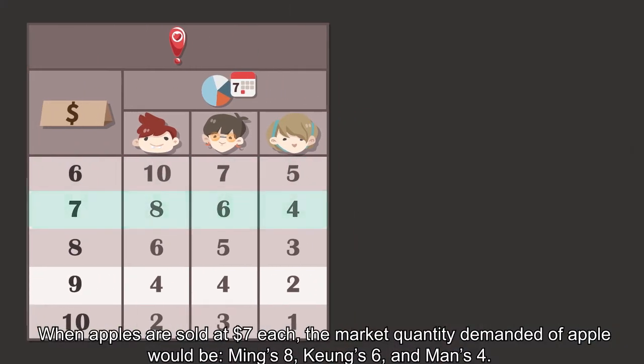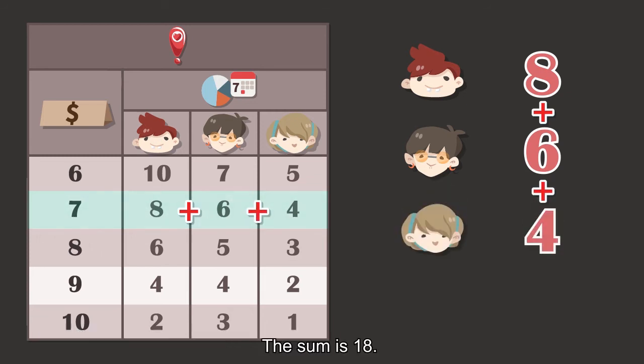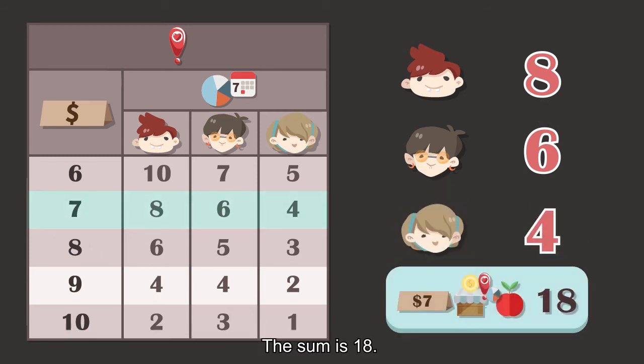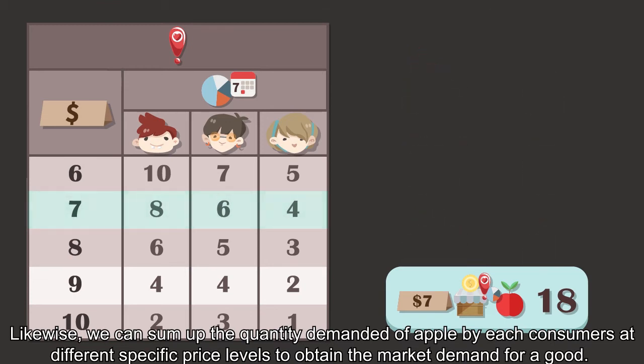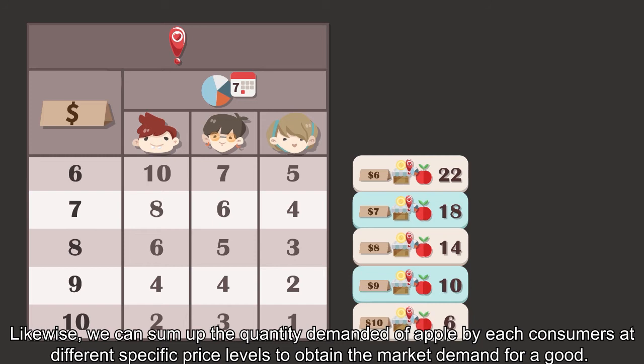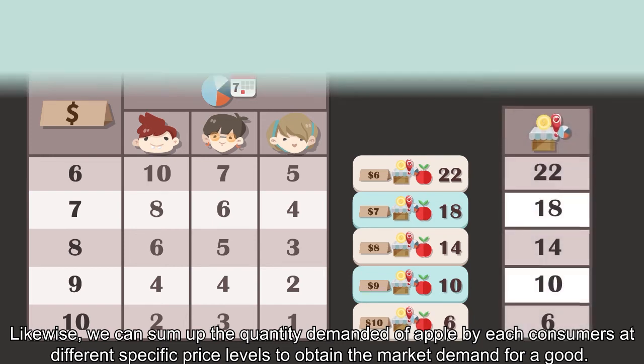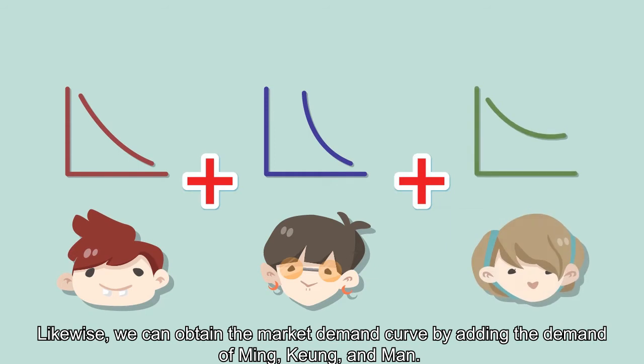When apples are sold at $7 each, the market quantity demanded of apples would be Ming's at 8, Keng's at 6, and Man's at 4. The sum is 18. Likewise, we can sum up the quantity demanded of apples by each consumer at different specific price levels to obtain the market demand for a good. Likewise, we can obtain the market demand curve by adding the demand of Ming, Keng, and Man.